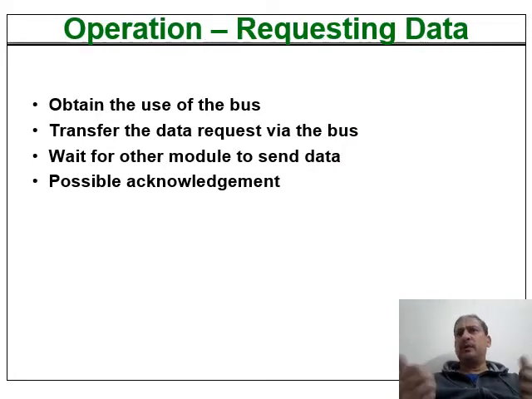If I'm requesting data, once again, the process will start with obtaining the use of the bus. Then I will send the request for data. Once again, the request of data will also go via the bus. It will go through the control lines. Wait for the other module to send the data, and there is a possible acknowledgement. I say possible acknowledgement because if I'm using handshaking, there may be an acknowledgement. If I'm using strobe, there might not be an acknowledgement.